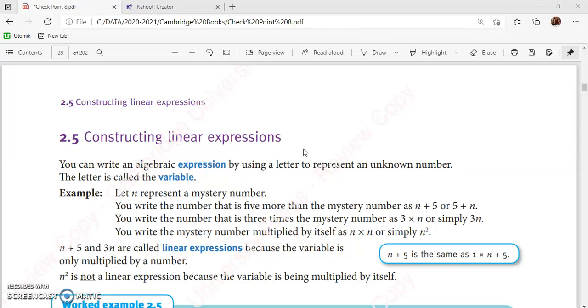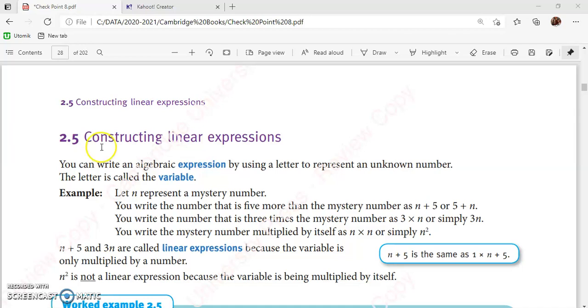In the last meeting, we learned about functions, and today we are going to learn about constructing linear expressions. If you have your book with you, please open page 26. There, sometimes you need to express a sentence in a mathematical way or mathematical form.